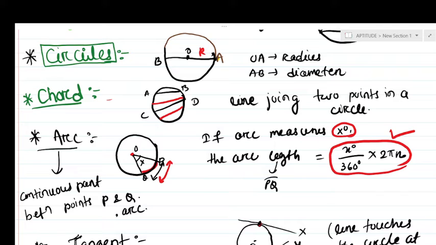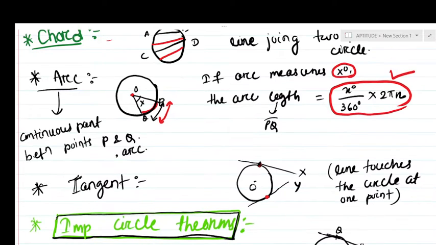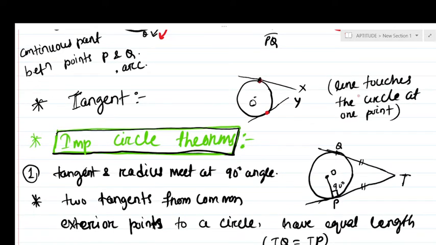And the next is the tangent. What is a tangent? If you draw any line touching a point of a circle, that will be the tangent, that is x and y. And if you draw another one, this will touch here. Okay, this is also a tangent.